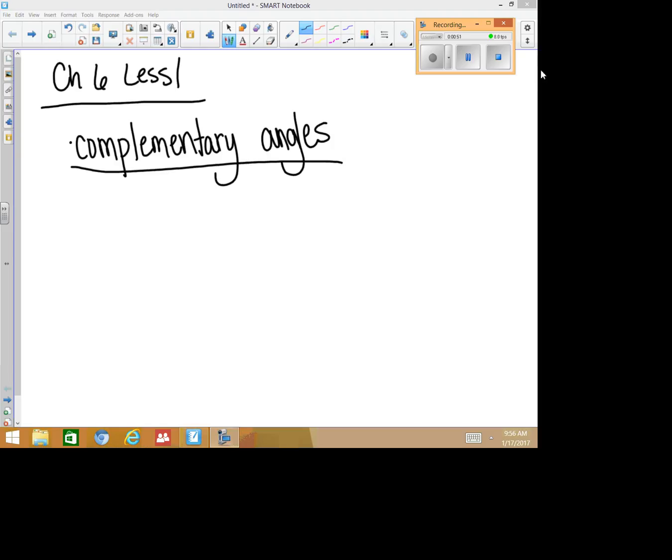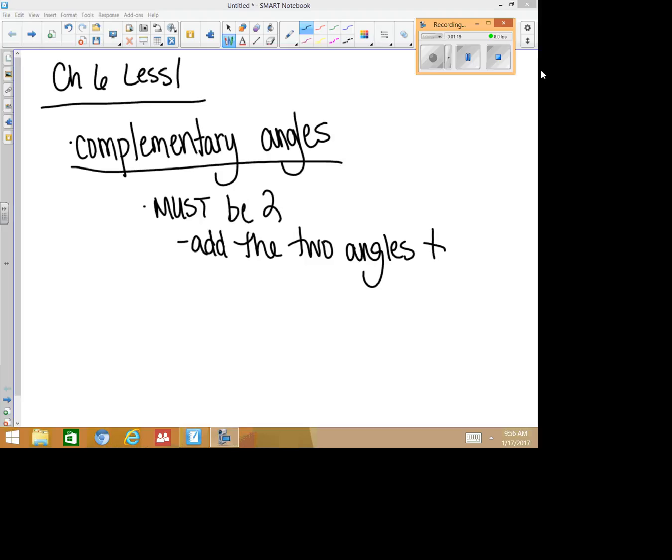Okay? Complementary angles, there must be two. Not three, not one. How many? Two. Two angles. Okay. So, complementary, and I'll give you the other one in just a second. Complementary means that when I add the two angles to equal 90 degrees. You put two angles together and they would equal 90 degrees.